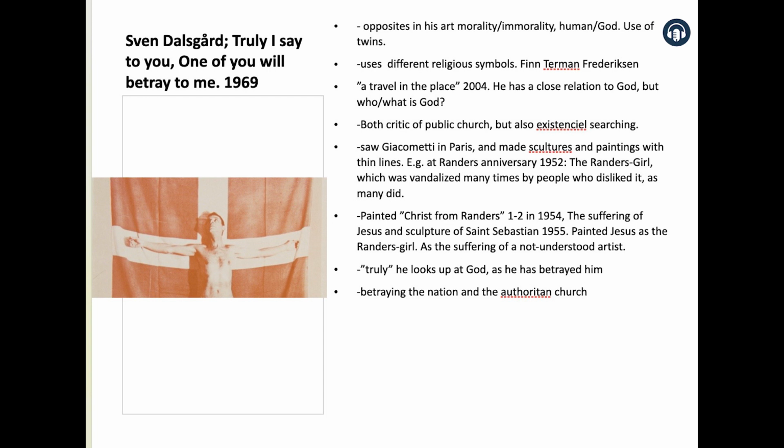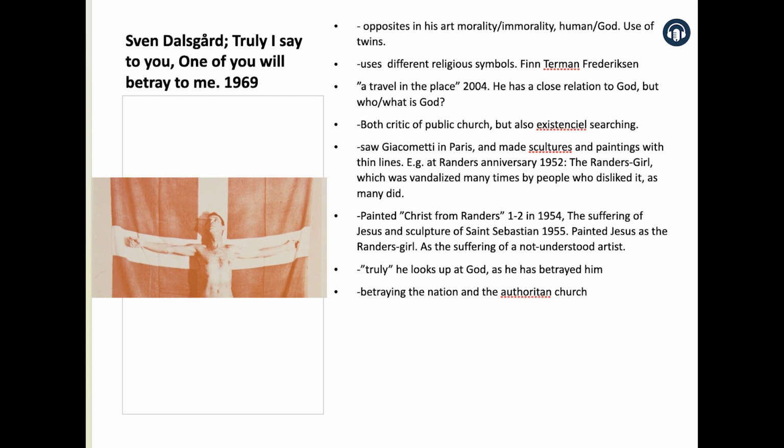Opposites in his art are morality, immorality, human, god, and the use of twins. He uses different religious symbols, from Herman Fredriksen, A Travel in the Place, 2004. He had a close relation to God, but what is God? Both a critic of the public church, but also an existential searching.